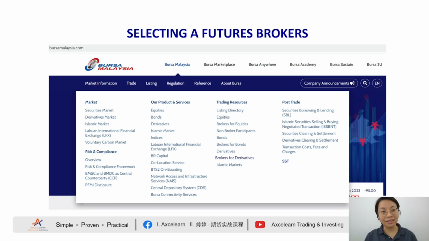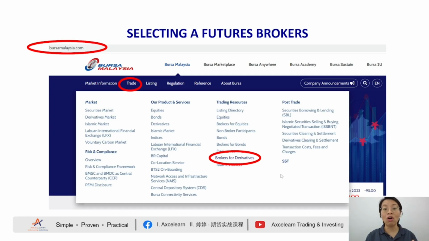So where can you get the list? You can get it via the Bursa Malaysia website. You go to bursamalaysia.com, then go to trade, then brokers for derivative. You need to select brokers for derivative because there's a difference between brokers for equity and brokers for derivative. Some of them are brokers for equities, but they might not have a license to handle derivatives. So this is the basic thing that you need to understand.